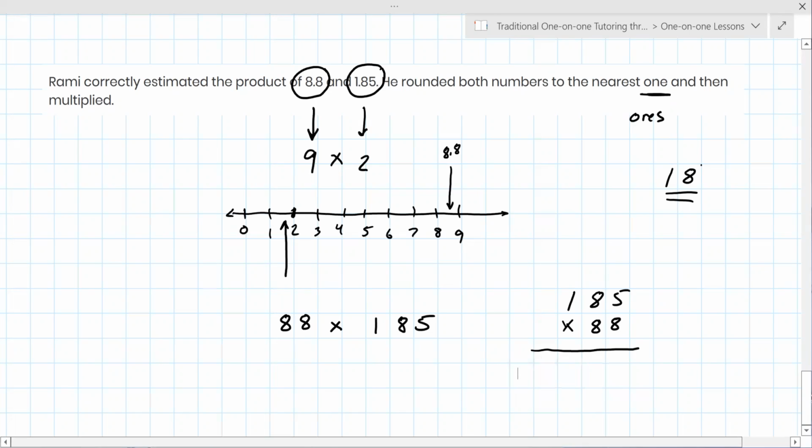All right. So what is 8 times 5? 40. So you put a 0 here with a carry of 4. 8 times 8 is 64, plus the 4 is 68. So you put an 8 with a carry of 6. Okay, and then you take that 8 in the lower right and you multiply it by the 1. 8 plus the 6, that's 14.